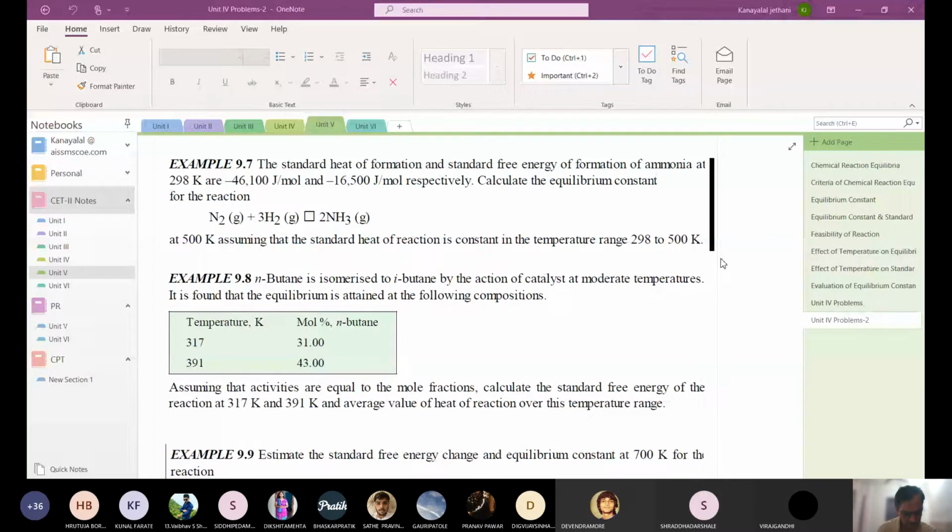किसका हो गया? ये क्वेश्चन 2017 में फाइनल में आया था, एग्जैक्टली सेम। सिंपल है ये तो। हीट ऑफ फॉर्मेशन से हीट ऑफ रिएक्शन निकालने का है। स्टैंडर्ड फ्री एनर्जी ऑफ फॉर्मेशन से स्टैंडर्ड फ्री एनर्जी ऑफ रिएक्शन निकालने का है। यस शिवानी, व्हाट इज आंसर?